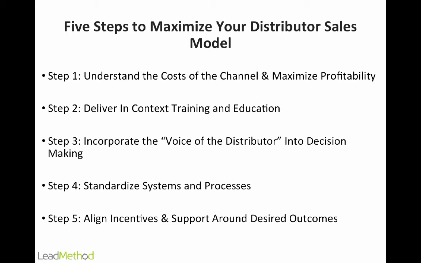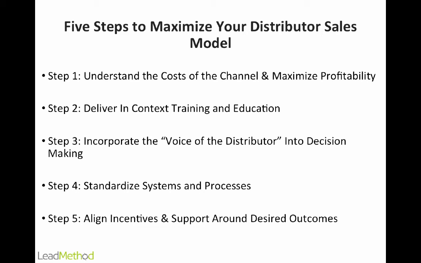Which gets to step 4, which is to standardize as best you can around systems and processes. Different companies will always see the world differently, but everybody should be absolutely aligned around how to go to market in a distributor sales model. We believe standardizing around your process is the key, and enabling that with technology is the absolute thing to do. And then step 5 here is to align incentives and support around your desired outcomes. Again, a consciousness and awareness of what you're doing and the types of behavior that you're trying to motivate out there.